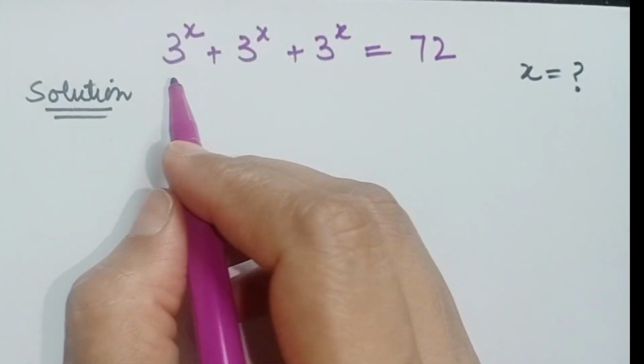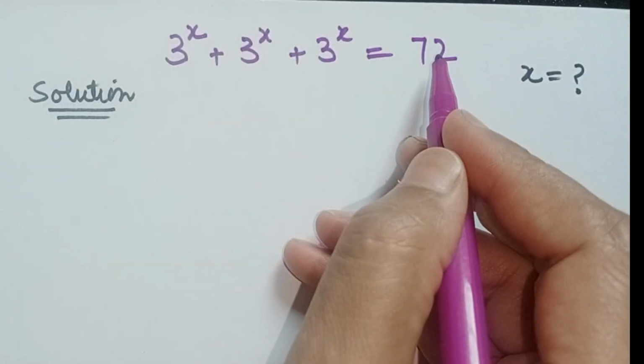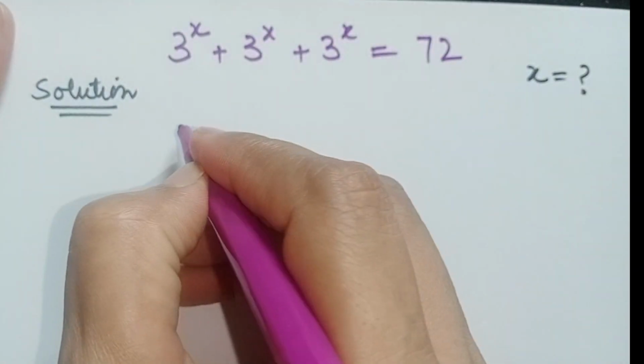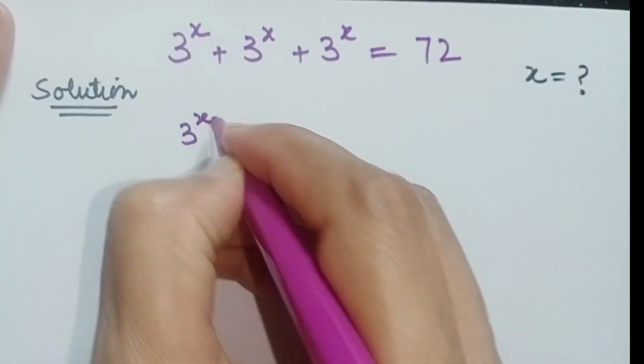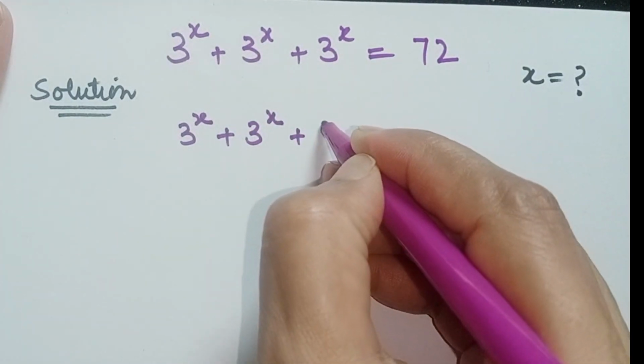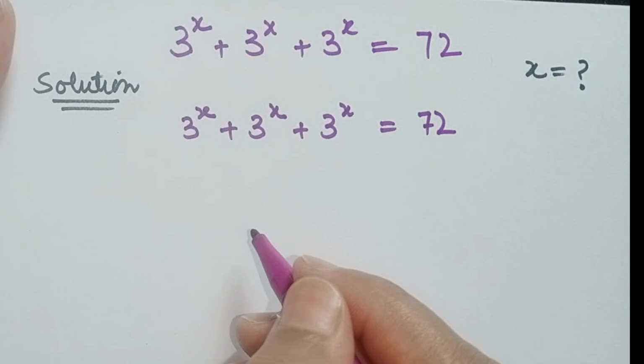Today's question is 3 power x plus 3 power x plus 3 power x is equal to 72, and x is unknown. So to find out x, we will write down the question: 3 power x plus 3 power x plus 3 power x is equal to 72. 3 power x is common.